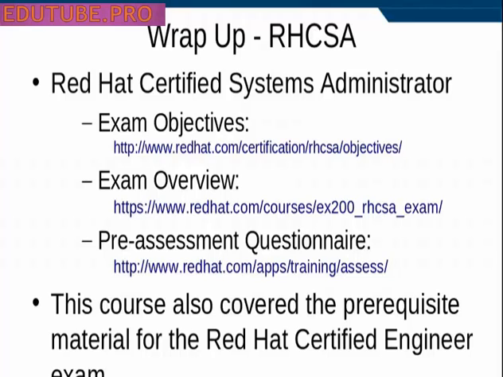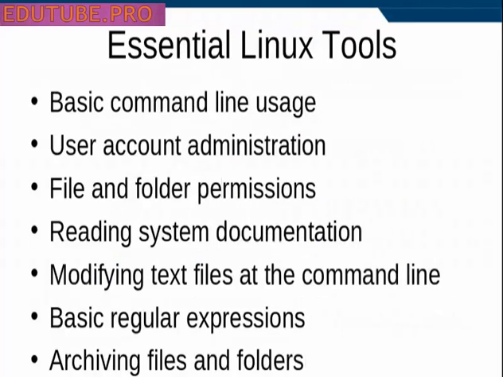The material taught in this course will help you on your way to the RHCE exam, as you will need to know what was covered here as well as what is expected of an RHCE. In this course, we covered how to use essential Linux tools, such as using the command line, managing user accounts on a system, modifying file and folder permissions, and reading system documentation such as the man and info pages. We also covered how to modify text files at the command line with tools such as Vim and Nano, working with regular expressions to search for text within files, and archiving files and folders with the tar and gzip commands.